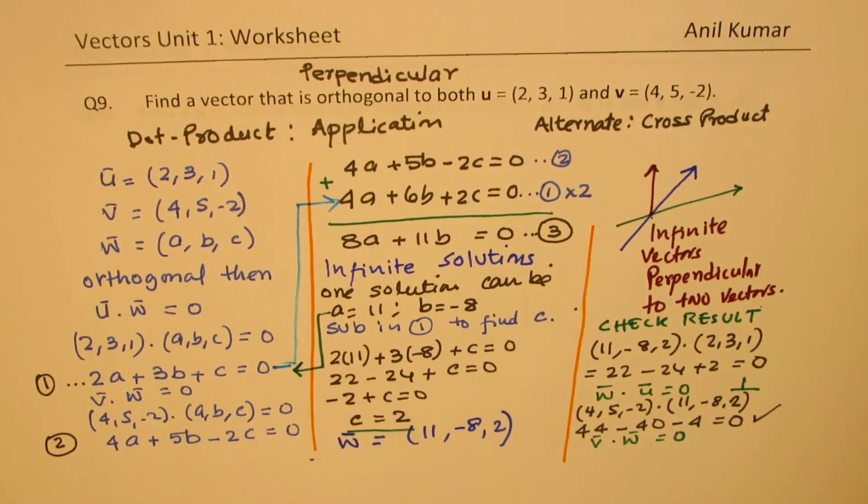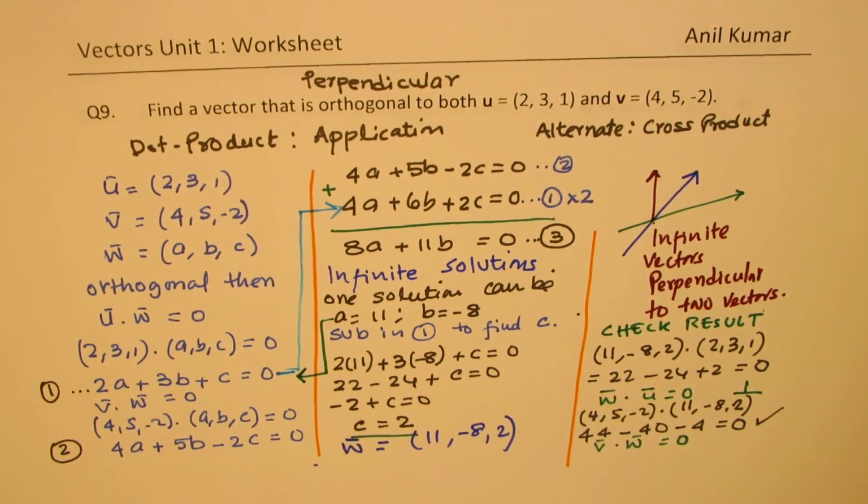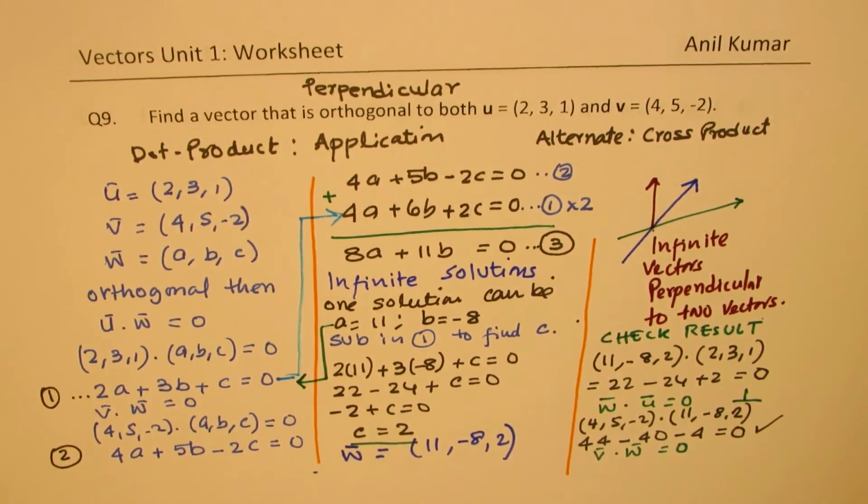So it is kind of important for us to understand that there could be many solutions, and we need to estimate one value, figure out the other one, and then substitute those to get the third one. So like this, we can get many solutions for perpendicular vectors to two vectors, right? Now let's take the related question, question number 10.